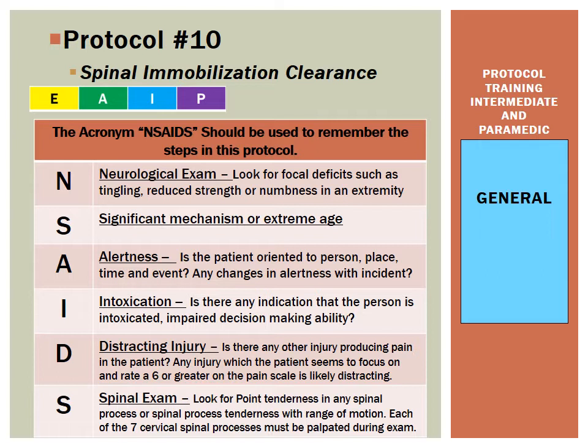Any injury which the patient seems to focus on, and we determine this by them rating that pain at a 6 or greater on a scale of 0 to 10. And the S is for the spinal exam. We're looking for point tenderness in the spinal process, or spinal process tenderness with range of motion. Each of the 7 cervical spinal processes must be palpated during the exam. If the answer to any of these is yes, we will immobilize the patient.